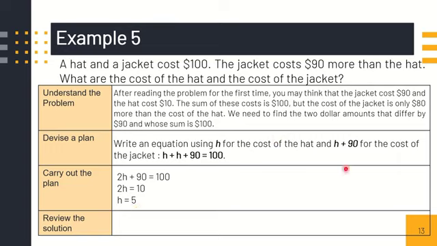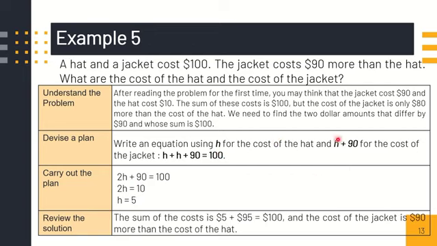And then, yung H plus 90 natin, so kung kukunin natin, that is 5 plus 90, that is 95. So, yung cost ng jacket is $95. And then, kapag chinek natin, that 95, the price of the jacket is 90 more than the hat. Okay?